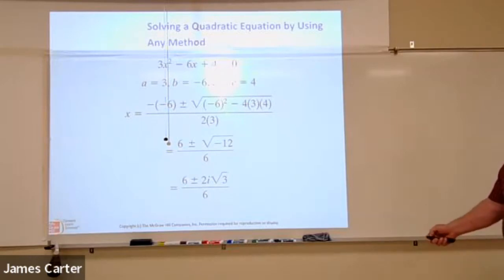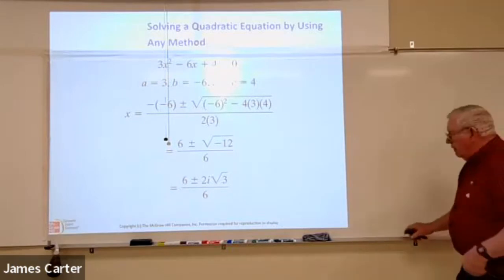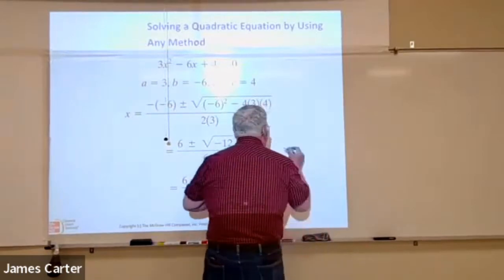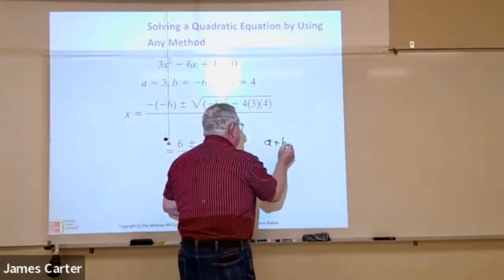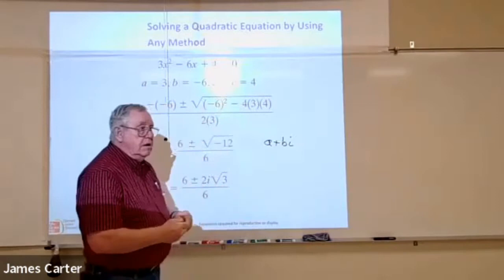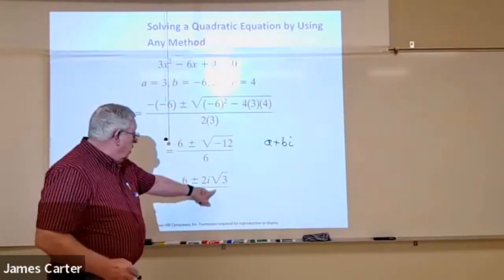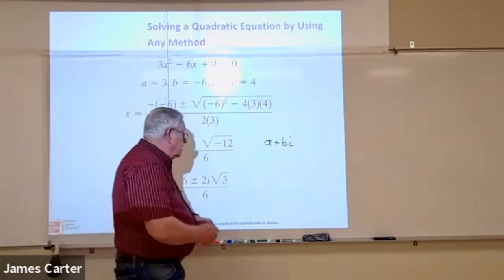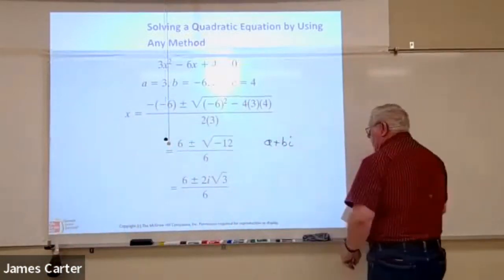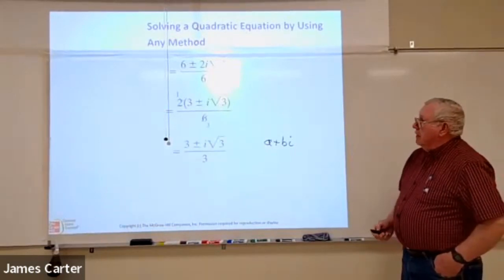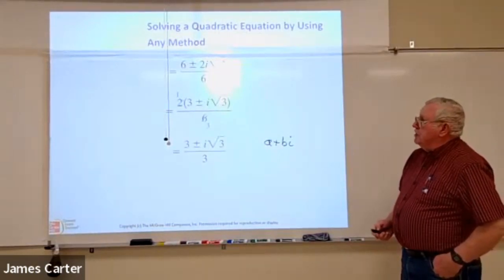Now, I've got this thing over 6. But since I've got an i in this thing, I must use the a plus bi format. And that's not it. I have to uncommon denominatorialize this where that 6 is in both places. Now, they went ahead and divided it first, and that's okay.